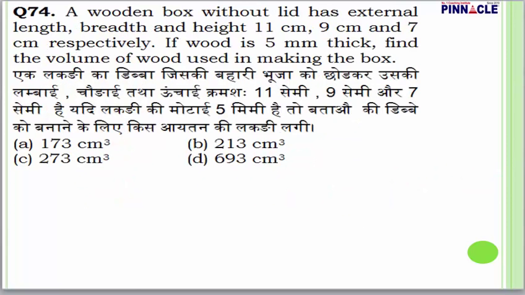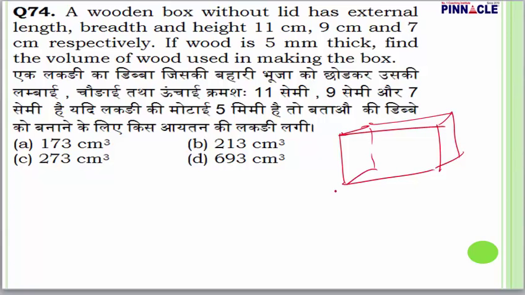Next question, question number 74. A wooden box without a lid, with external length, breadth, and height given. There is no lid in fact. This is a cupboard, and here the lid is not given. It means we have to take the bottom but not the top, as the wood is not given here. If the wood is 5 mm thick, here this is 5 mm, this is 5 mm. Find the volume of the wood used in making the box. So this should be equal to outer volume minus inner volume, and we will find the volume of the wood.